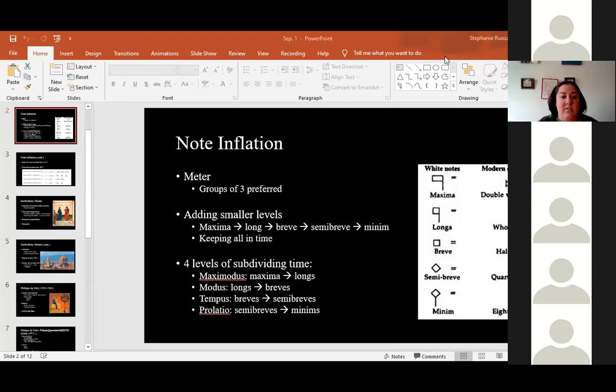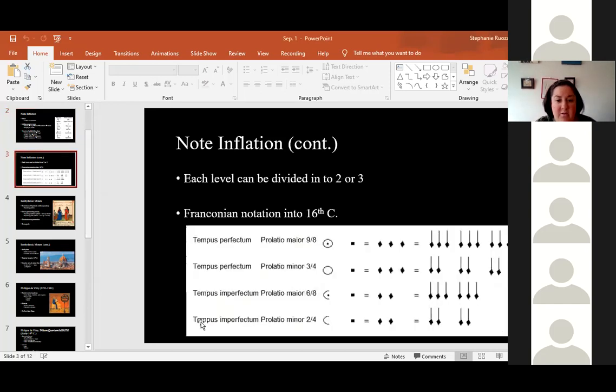Okay, so a chart. Oh, this is what, yes, okay, there's my chart.